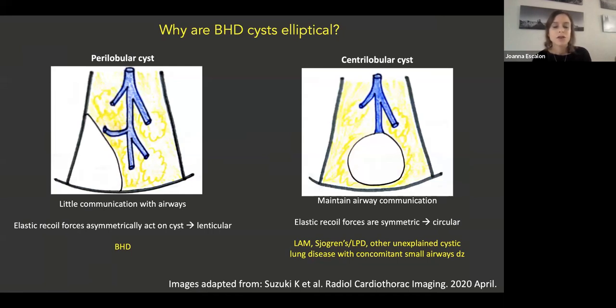The Birt-Hogg-Dubé cysts are thought not to really communicate with the airways. So they tend to be located more laterally in the secondary pulmonary lobule, and therefore the elastic recoil forces of the lung act asymmetrically on the cyst, pulling it open into a lenticular form as opposed to round. Whereas in the other diseases we talked about, there is a small airway communication, and the elastic recoil forces of the lung are therefore symmetric, so it ends up being round, which I think is pretty cool.